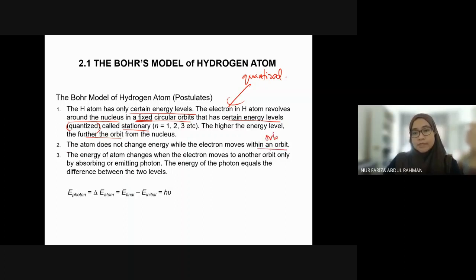The orbit. Number 3, the energy of the atom changes. So number 2 does not change. Number 3, the energy of the atom changes when the electron moves to another orbit, only by absorbing or emitting photons. So the highlight will be the transition, the energy transition. So the energy of the photon equals the difference between the 2 levels.